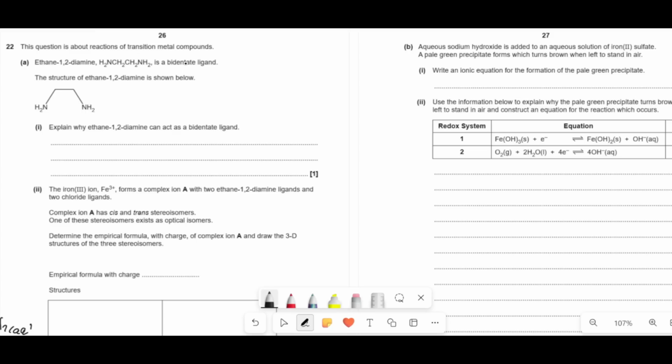So this question's about reactions of transition metal compounds. Ethane-1,2-diamine is a bidentate ligand. Explain why it can act as a bidentate ligand. So anytime you make a coordinate bond, remember, is where you donate an electron pair to something. So anything in the universe with a lone pair of electrons can form a coordinate bond with a metal, right? So that's what makes something a ligand, if they can do that.